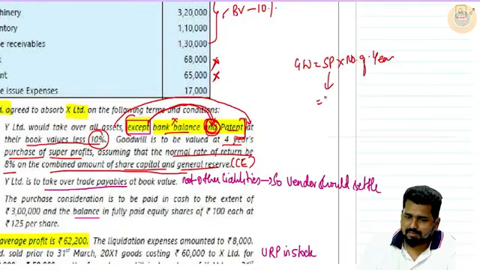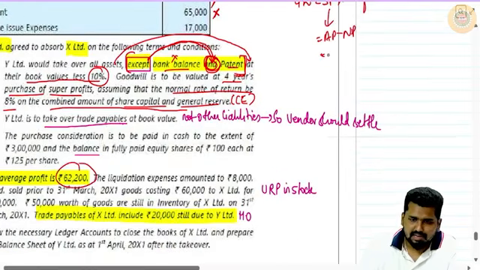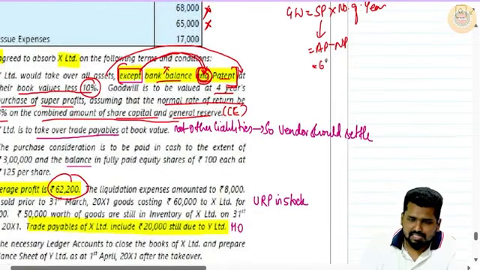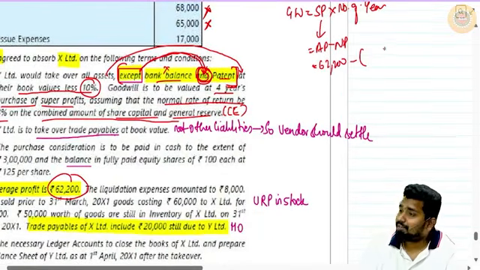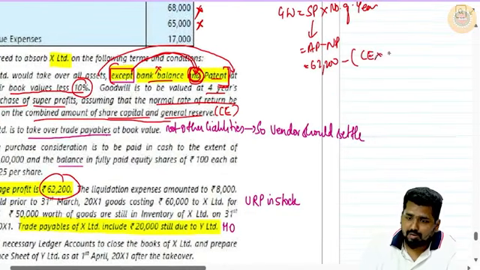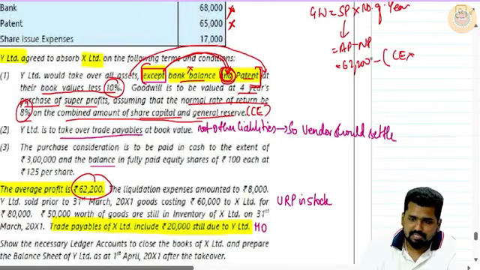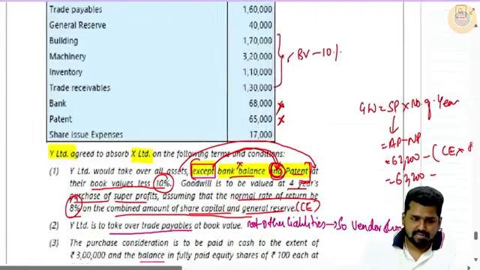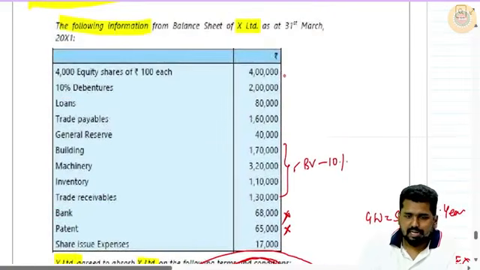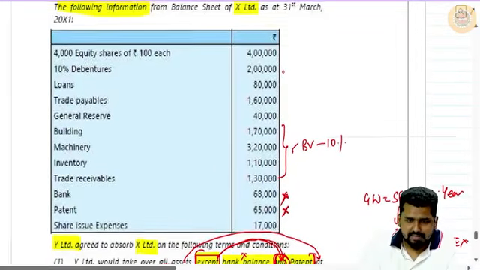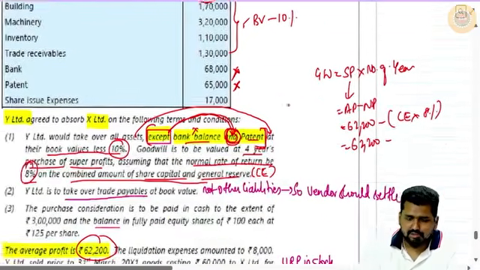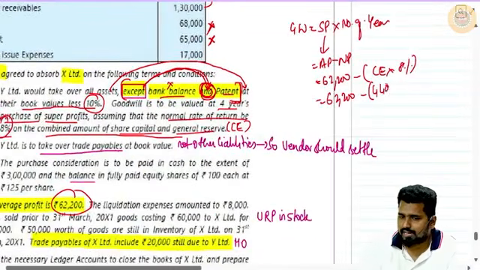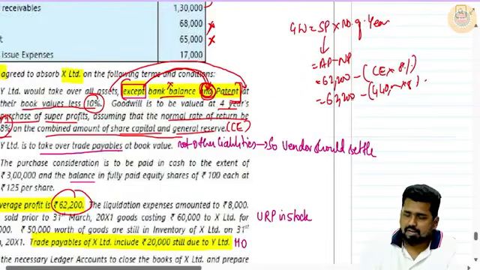Super profit is the difference between average profit and normal profit. Average profit in this question they themselves have given. How much is the average profit? 62,200. Normal profit, you remember, is capital employed into normal rate of return. Here the normal rate of return is 8%. Now we need to know only capital employed. Capital employed we find by asset side approach or liability side approach. Here we'll take the liability side approach. How much is the total? 4,40,000.